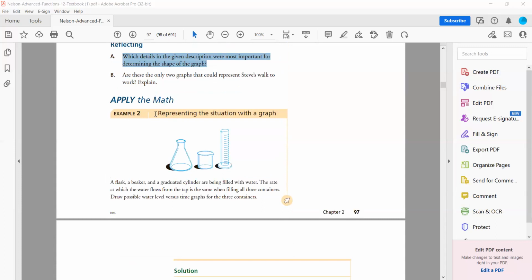Example 2, representing the situation with a graph. A flask, a beaker, and the graduated cylinder are being filled with water. The rate at which the water flows from the tap is the same when filling all three containers. Draw possible water level versus time graph for the three containers.